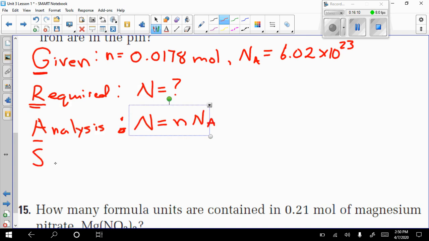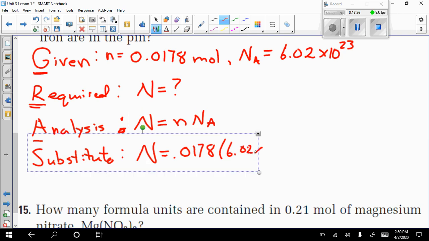The next thing I'm going to do is substitute and solve. Substitute and solve. So here we go. N is equal to 0.0178 times 6.02 times 10 to the 23. And I'm going to type that into my calculator and solve this.